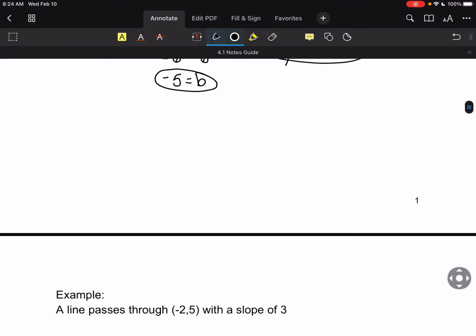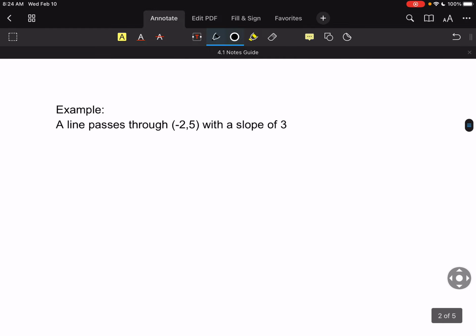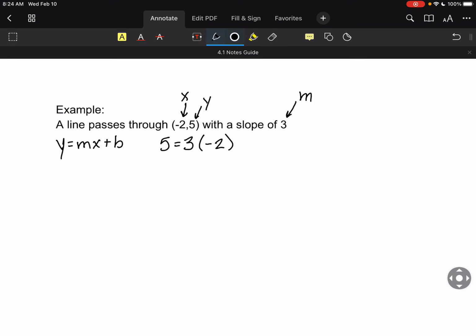We are going to do one more like that. Okay, so a line passes through the point (-2, 5). So I have an x value, I have a y value, and I have a slope of 3, which is my m value. So y equals mx plus b. So I can plug all these things in. y is 5, m is 3, x is -2. Remember, this is saying my slope times my x. That's why I have those parentheses there. Plus b, which I'm trying to find.